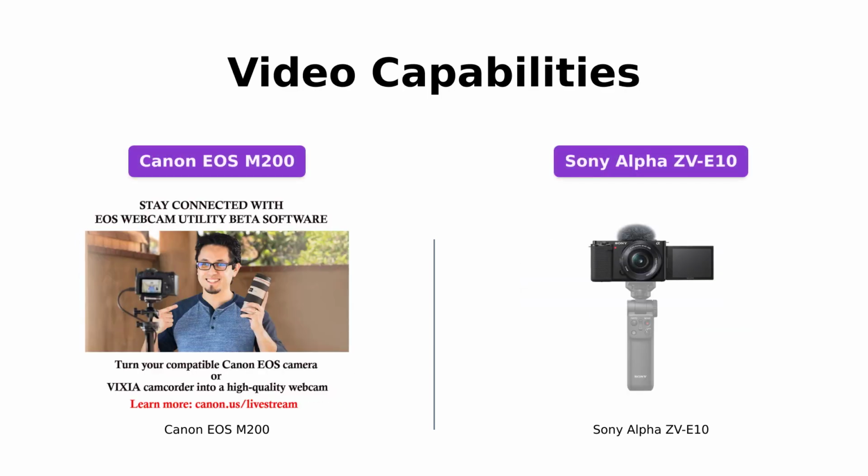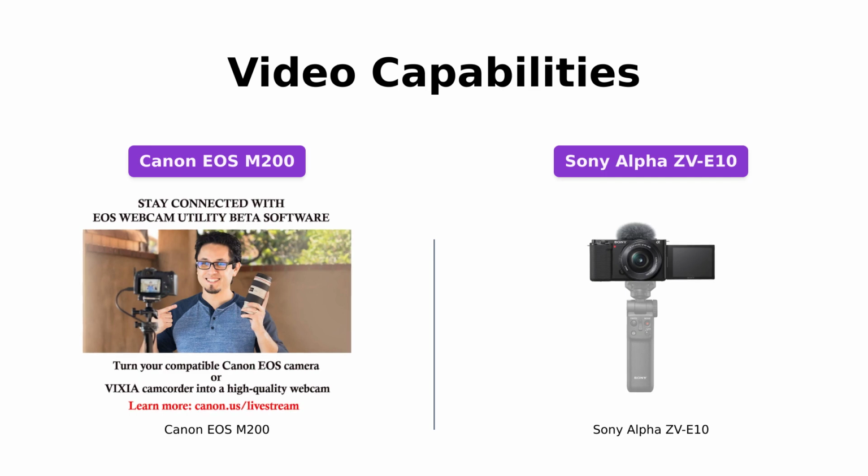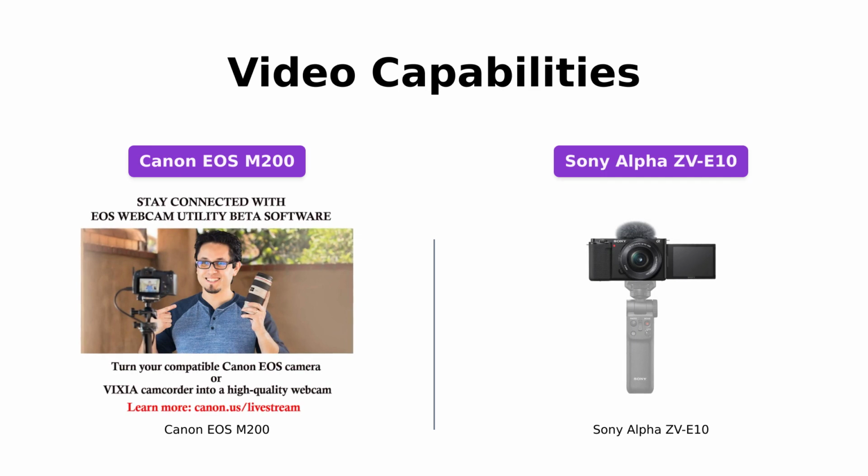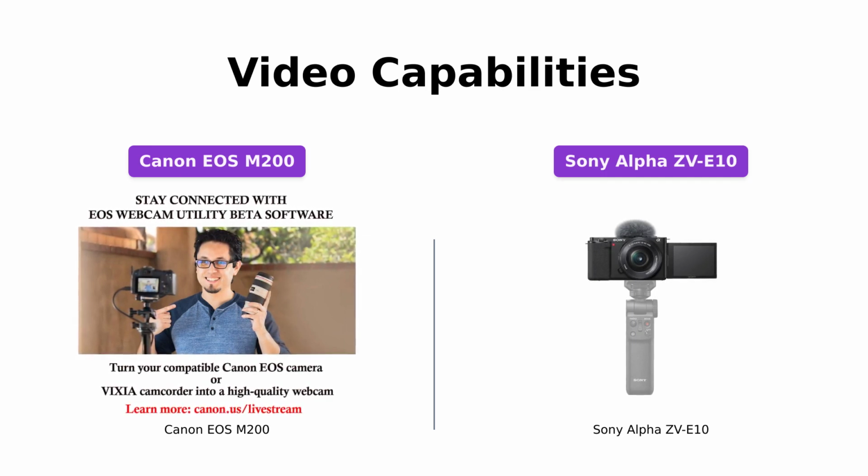If you're into videography, both cameras have impressive features. The Canon EOS M200 supports 4K video and 4K time-lapse movie capture, allowing you to create stunning high-resolution videos. Additionally, you can use the EOS Utility Webcam beta software to turn your Canon camera into a high-quality webcam.